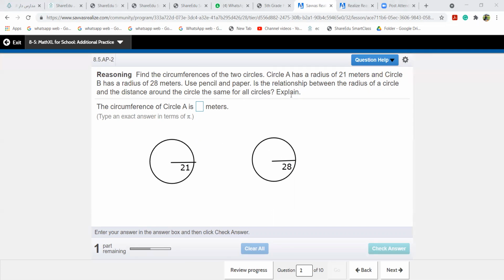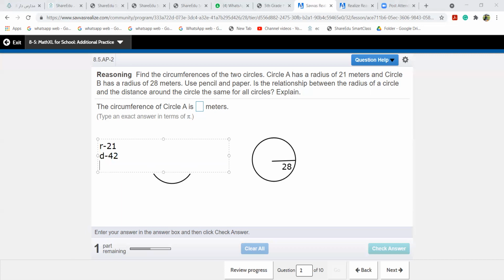So is the relationship between the radius of the circles and the distance around the circle the same for all circles? Is it the same? No. Circumference of circle A. What is the formula of circumference? Noor, can you tell me? When R is 21, what is D? If R is 21, how much is D? Half is 21. How much is the whole thing? 42. Very good. Excellent. It is the double, 42.